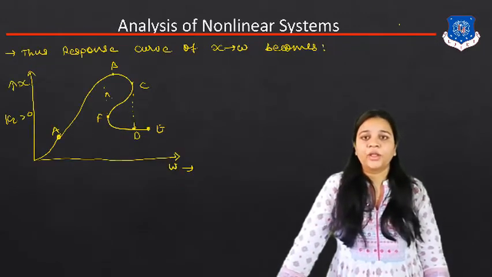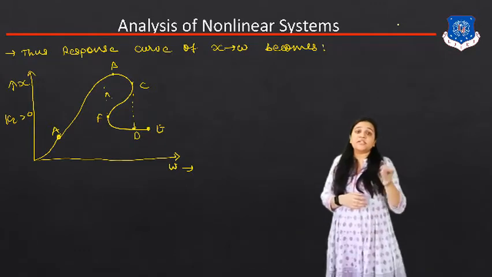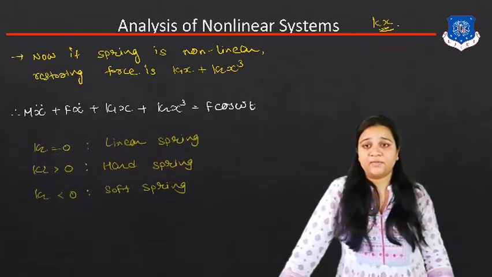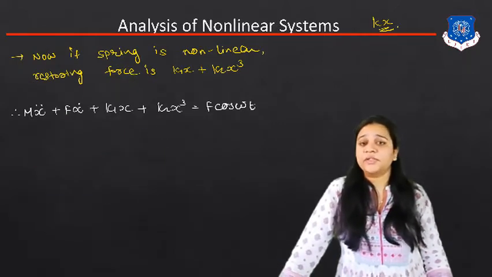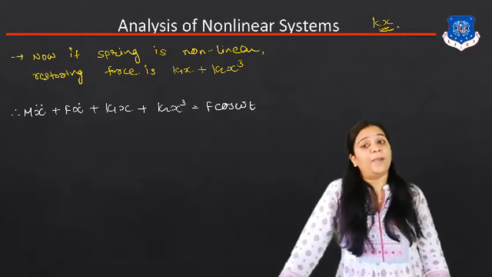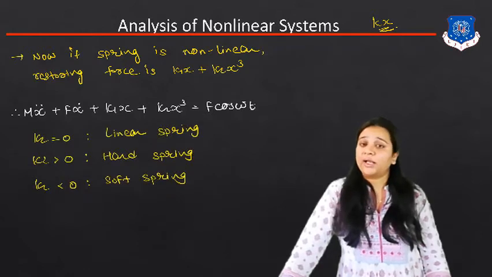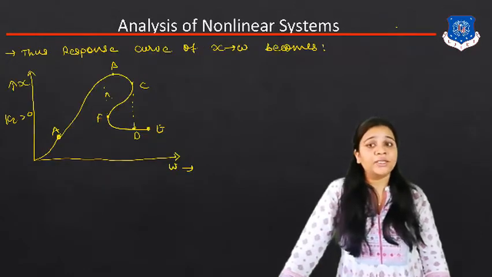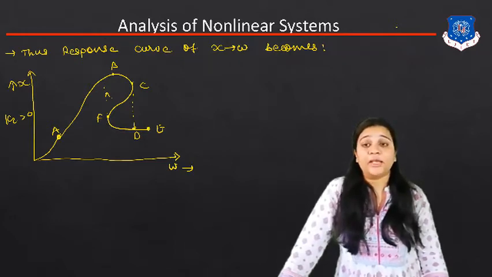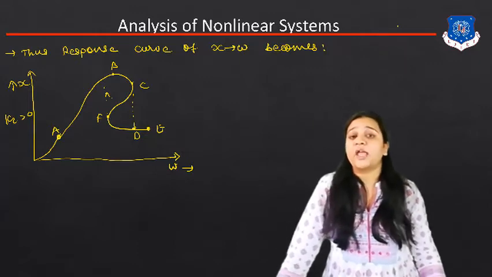Clear? Now the response curve for x versus omega will become... So we have to find the differential equation. This is my differential equation. Now if we change the applied or input force, the value of omega will change. So we draw the graph of omega versus x where the spring has K2 greater than 0. Here we get this type of response.